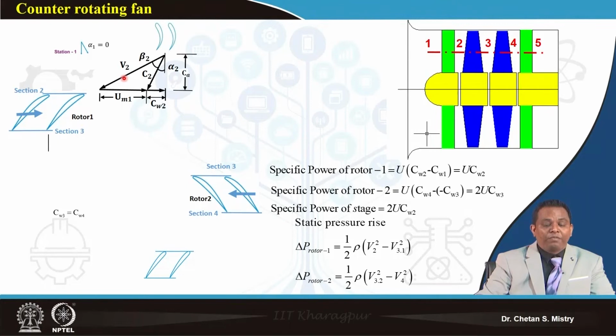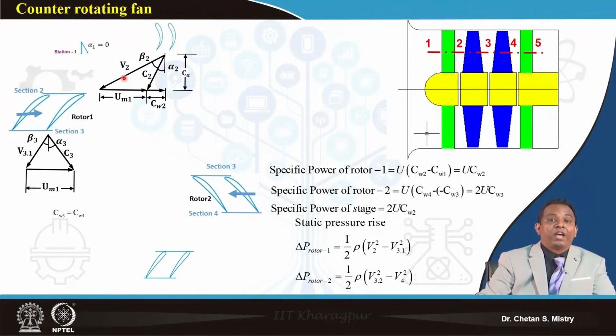In line with that, at the exit we will have relative velocity V3.1. Purposefully I am writing 3.1 here. This is my peripheral speed. I will have my absolute velocity C3, and these are my angles: the relative flow angle and the absolute flow angle, and my axial velocity remains the same. Now this is my exit velocity triangle from rotor 1.